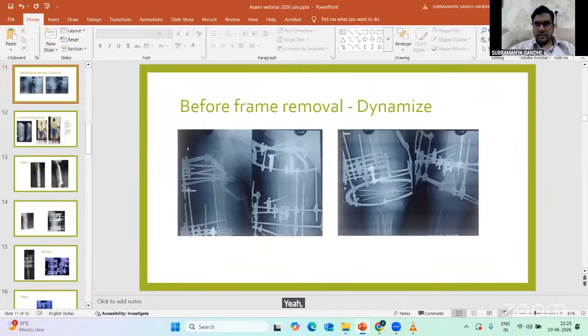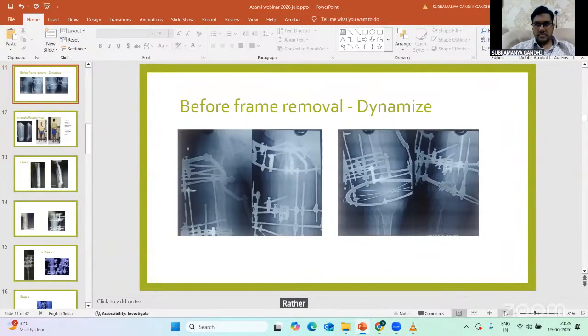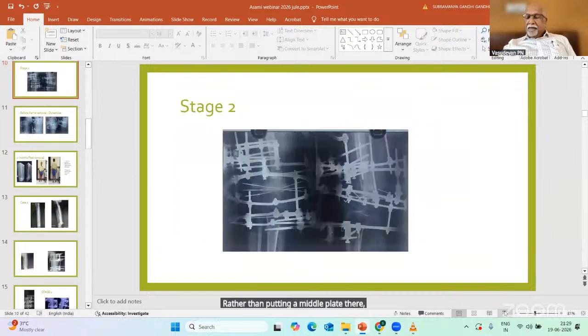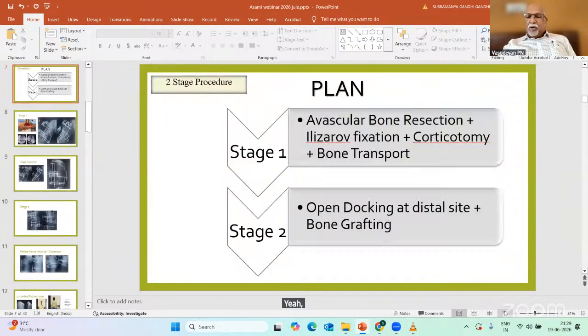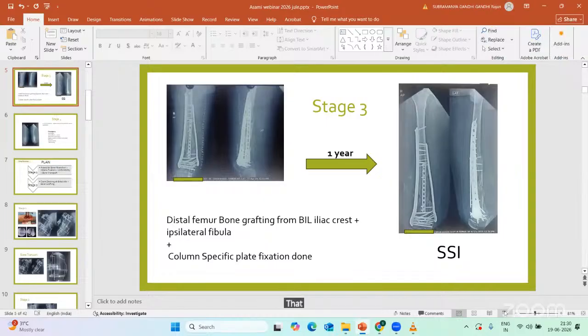Yeah. Then you can deliberately shorten it, say about 1 or 2 centimeters, and get a medial contact rather than putting a medial plate there. Yeah, 1 or 2 centimeters shortening, I will accept it. That union allows the fragments to get together, and it improves your healing.